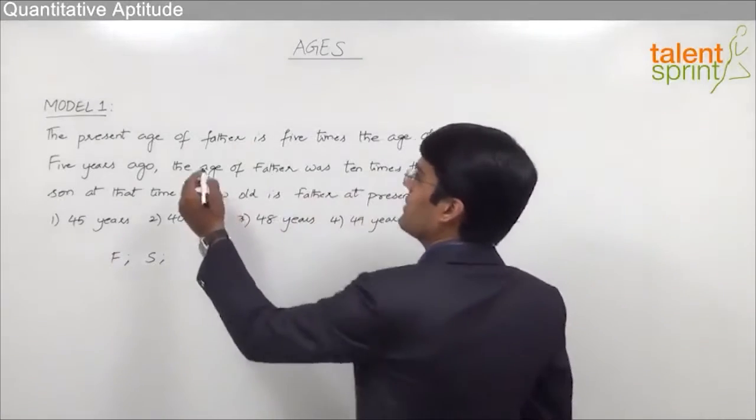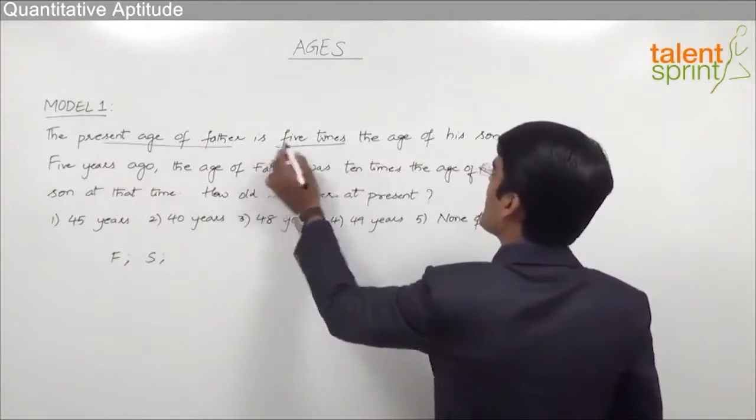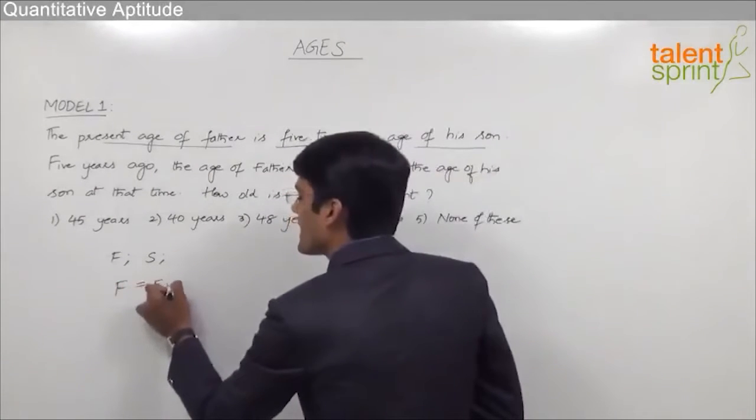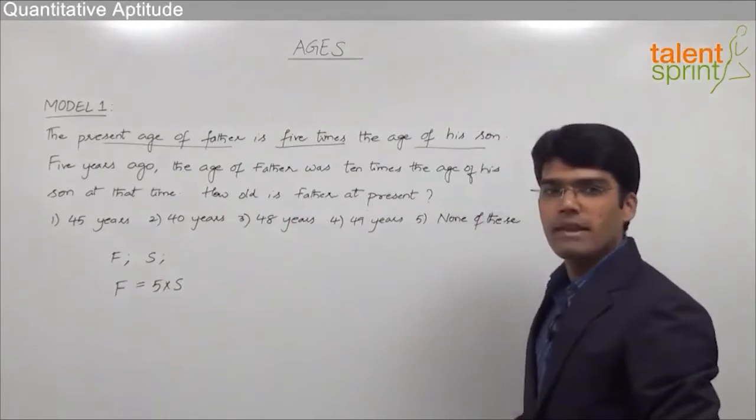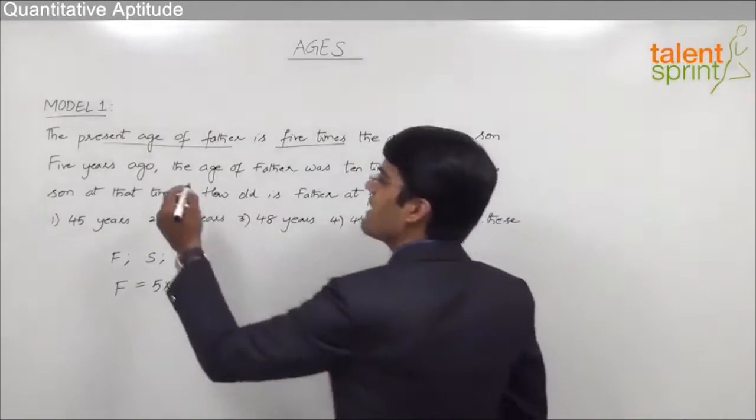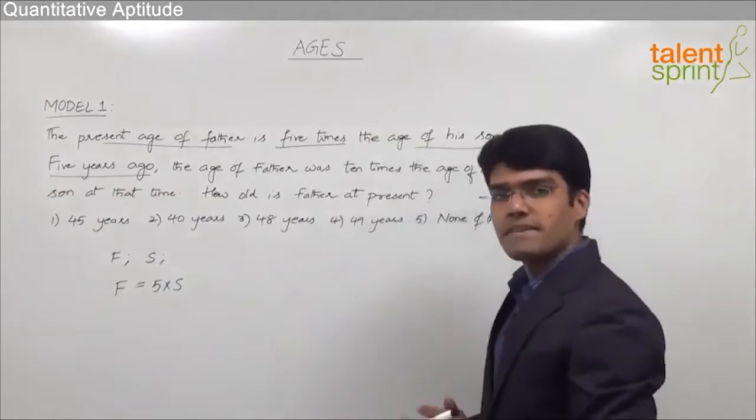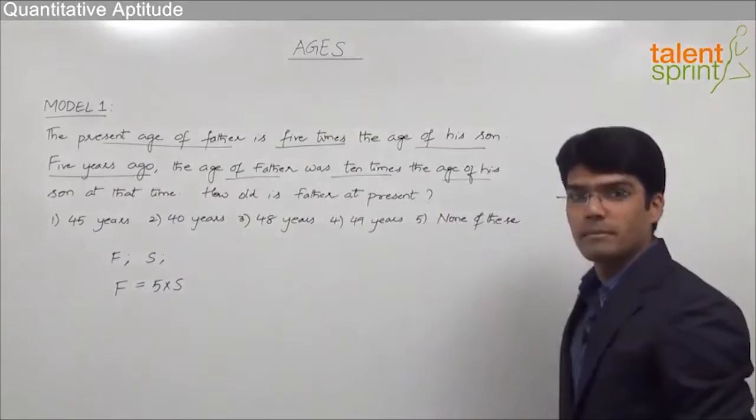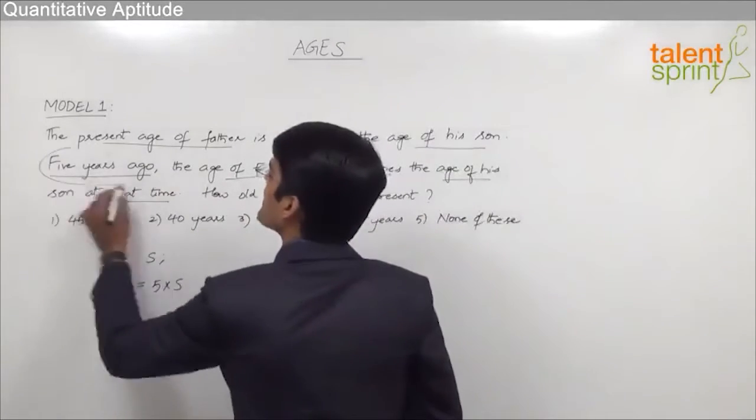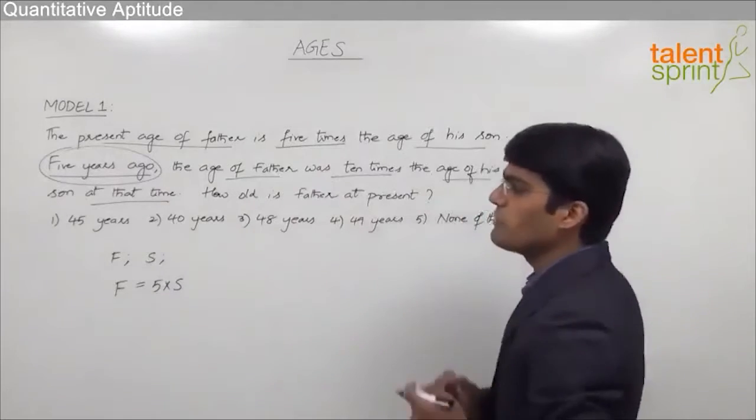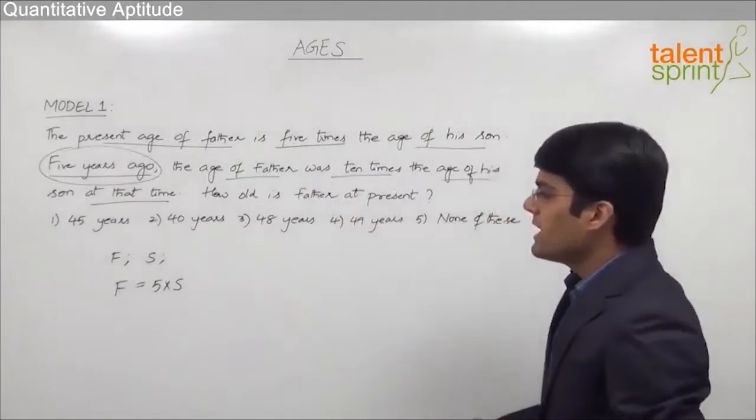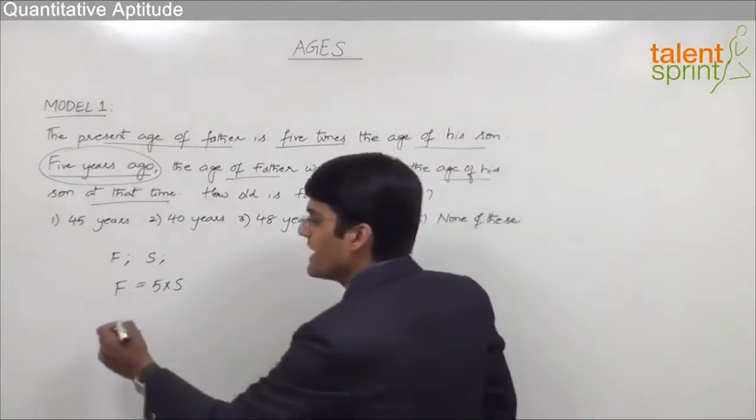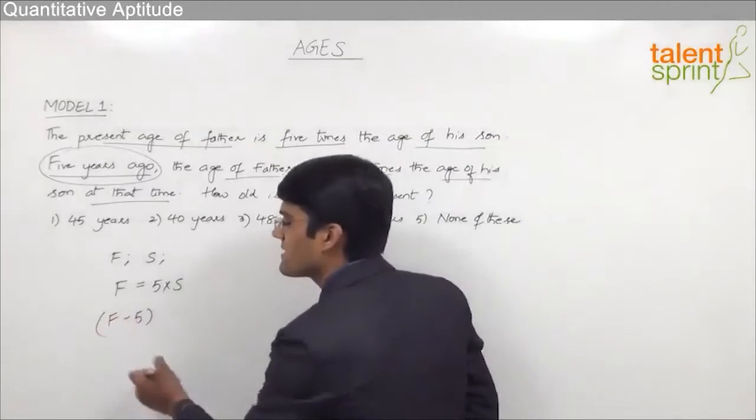Now from the first statement, we know that the present age of father is 5 times the age of his son. So we can say that F will be equal to 5 times the age of son, that is 5 into S. The second statement says 5 years ago, that means 5 years back, the age of father was 10 times the age of his son at that time. At that time here means 5 years ago. Let us now see how to frame an equation for the given statement. If the father's present age is F, very clearly his age 5 years ago should be taken as F minus 5 as we have discussed earlier.